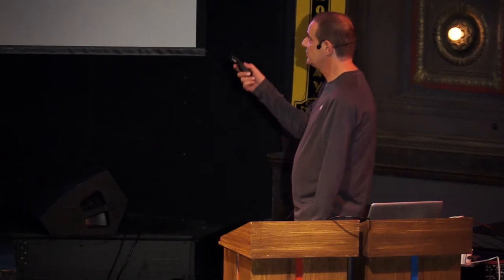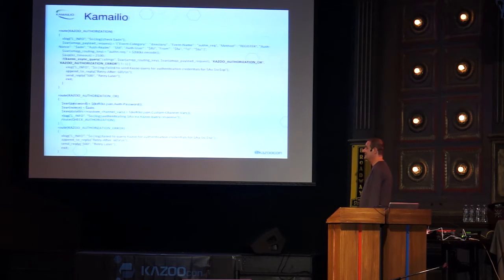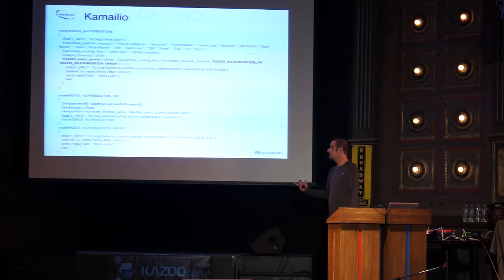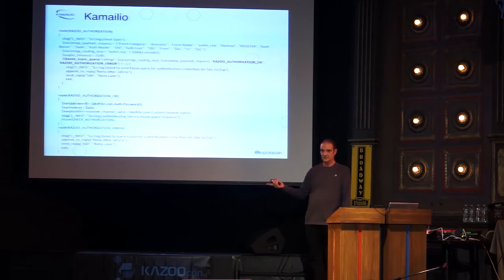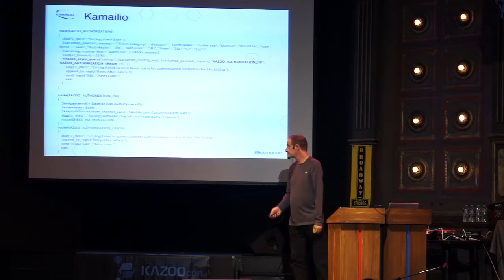So an example of how we change the scripts, for instance, you can now see that there's a Kazoo async query that takes two extra parameters, which is the routes that will execute on success and on error. It's quite easy.